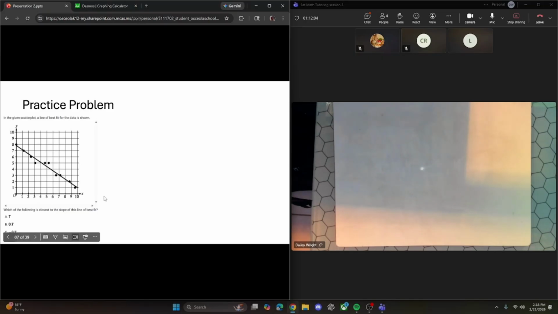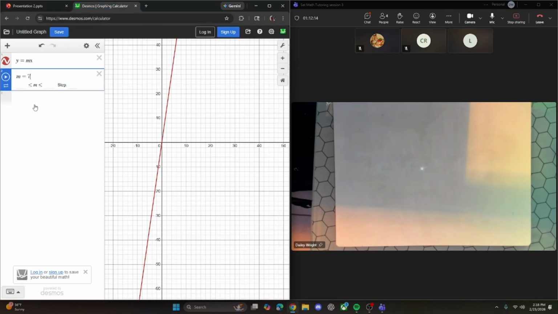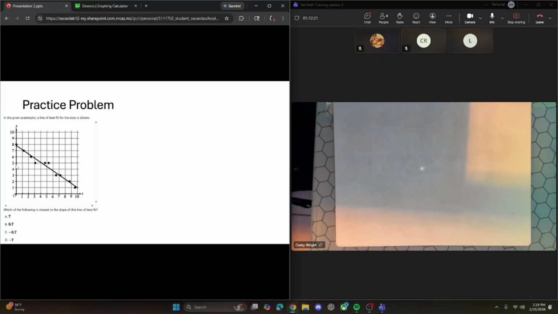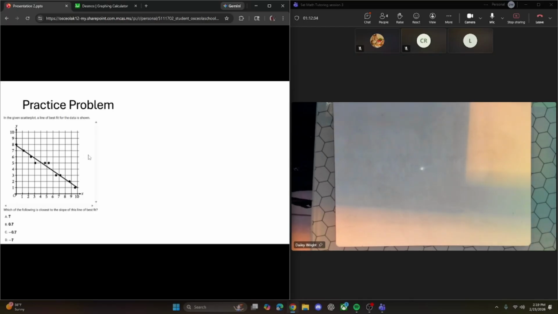So now we have to pick between C or D. Is it decreasing by 0.7 for every x, or is it decreasing by 7? And the window could throw you off sometimes, but it looks to me like it's decreasing by 0.7, so negative 0.7 for every x. Negative 7 would be a lot steeper unless the window was altered just to make you think that. So the answer to this one is going to be C, negative 0.7.